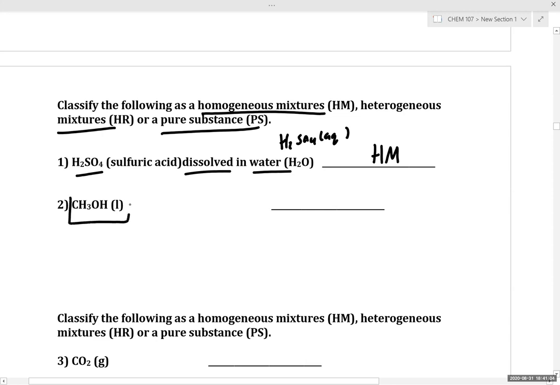The next example, we have CH3OH liquid, so we see that we have two or more elements chemically bonded. We don't have any indication that we're dealing with a solution or a mixture. This is in fact a pure substance. So this is a compound and it's a pure substance.